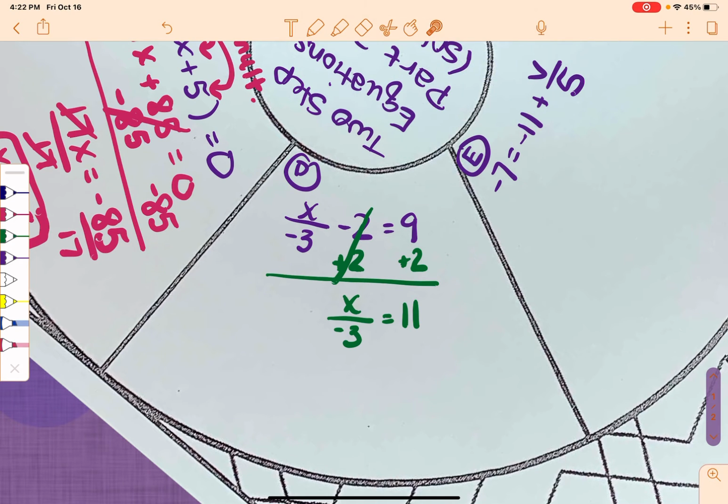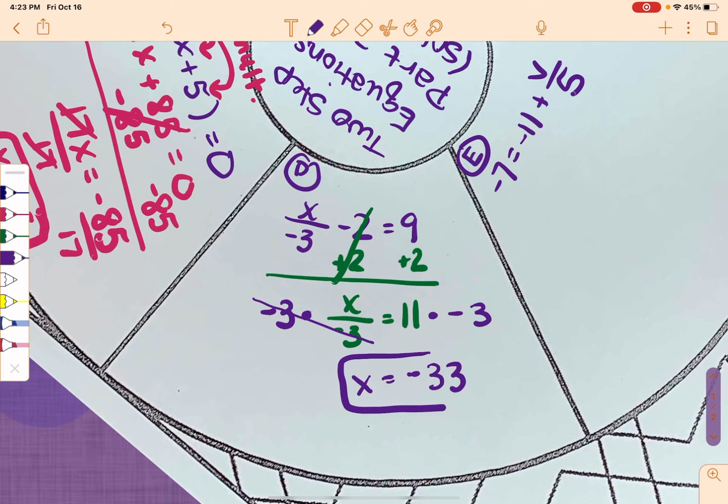Now, to get x by itself, I'm going to have to get rid of this divided by negative 3. So the opposite of dividing by negative 3 is multiplying by negative 3. Remember, you've got to do both sides. Those cancel down to 1, and you get x. Then 11 times negative 3 is negative 33. And that's your final answer.